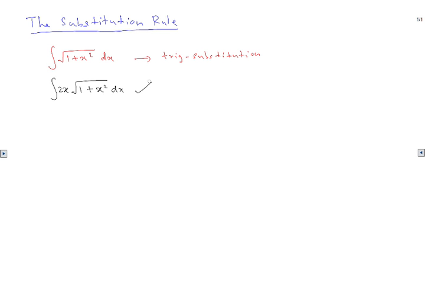If you see the derivative of the inside function, there is a shortcut method to do it. That's what we call the substitution method. What we're going to do is substitute u, just pick any letter. We're going to say u equals the inside function. The inside function is 1 plus x squared. That is the trick.